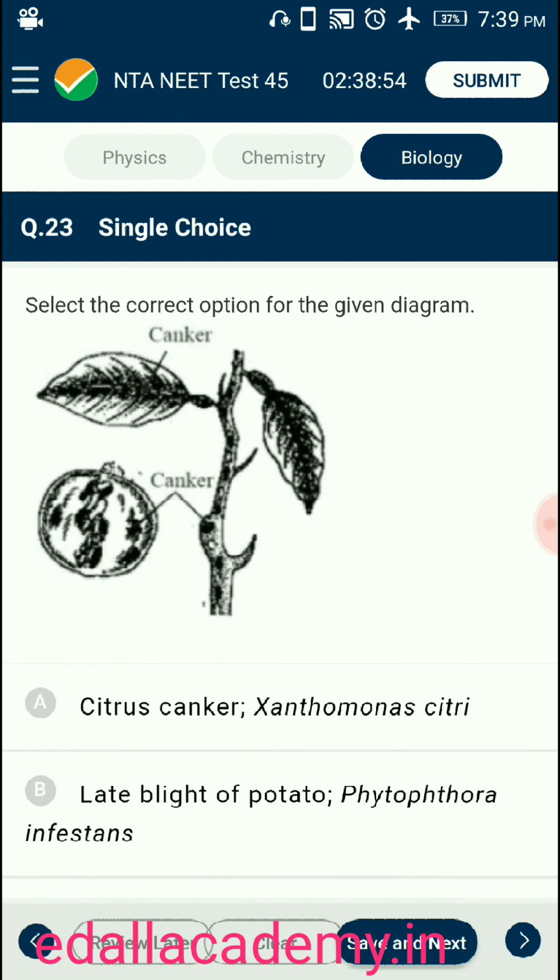Question number 23. Select the correct option for the given diagram. Citrus canker is a bacterial disease caused in citrus plants by Xanthomonas citri. In these, brown corky rings appear on leaves and fruits. So the answer for this question is option A, citrus canker, Xanthomonas citri.